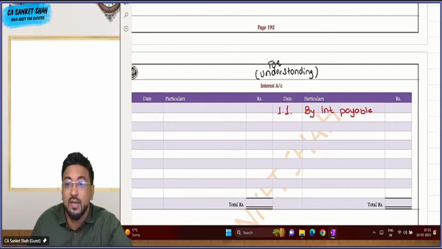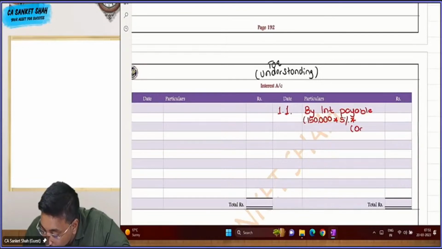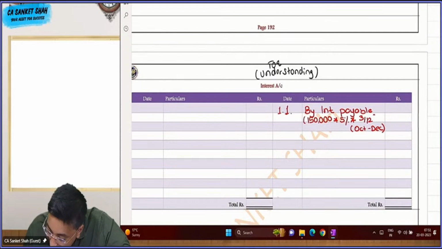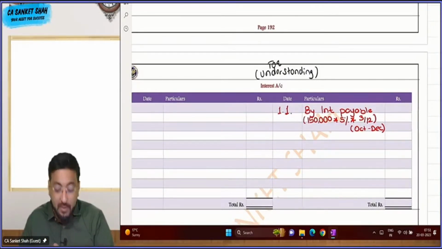Sir, how many months ka interest, sir? 1,50,000 loan amount. What is the rate? 5% for how many months, beta? From last October to December. So 3 months का interest is still payable to the outsiders. Sir, outsiders को हमारा interest pay करना बाकी है.